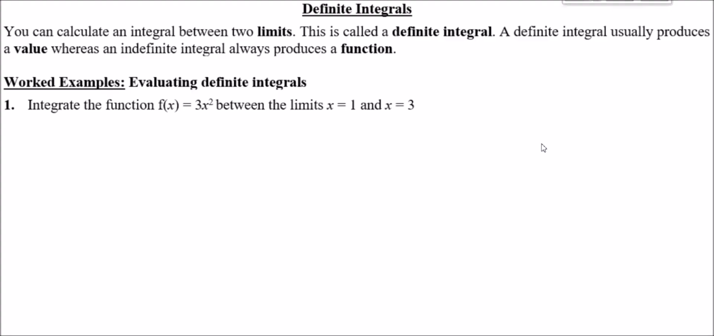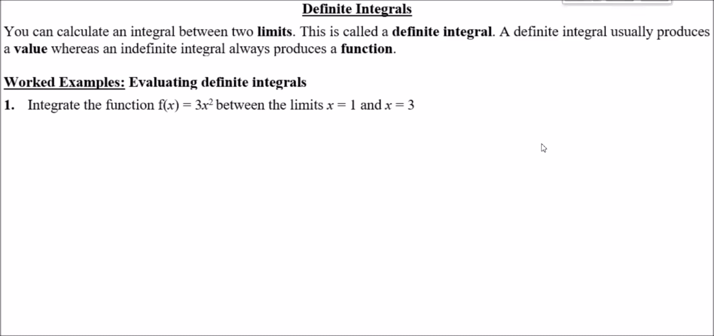So the new stuff for today is definite integrals. So what we can do, and we're going to show some applications of this in the next lessons, we can calculate integrals between two what are known as limits, and that's called a definite integral. What we've been doing so far is indefinite integrals, where we don't have any limits and we just reverse the differentiation done to a function in a general sort of way.